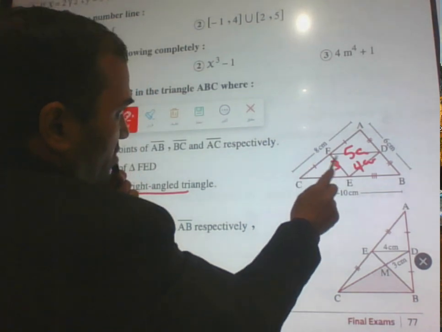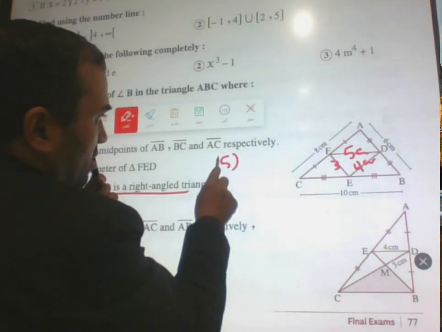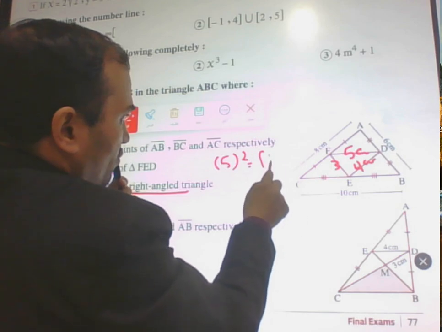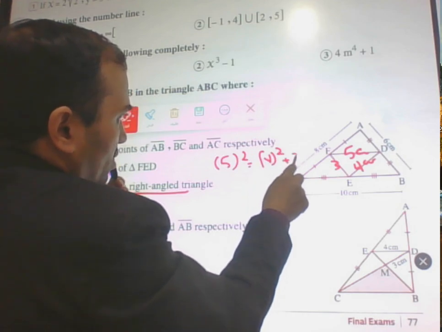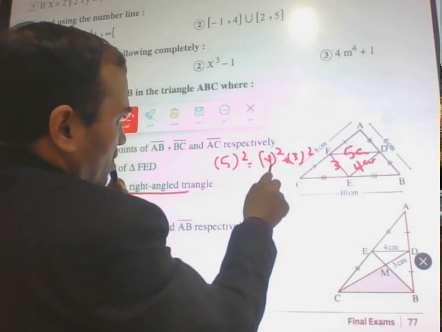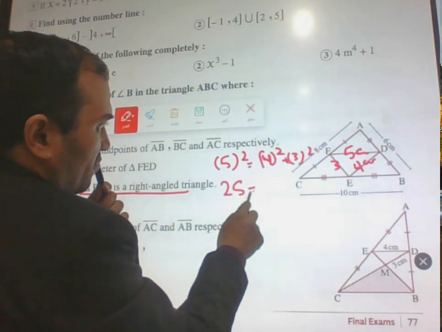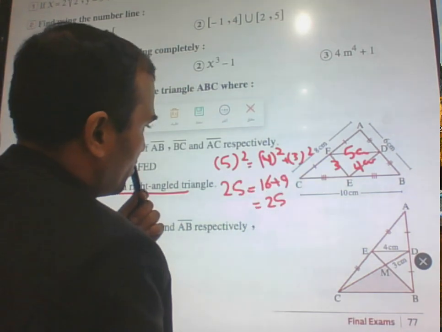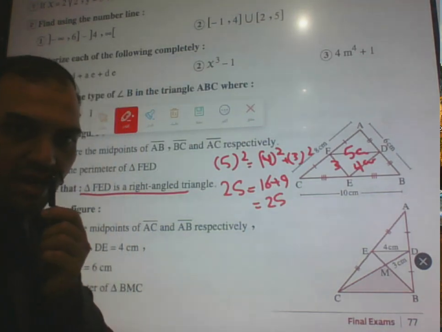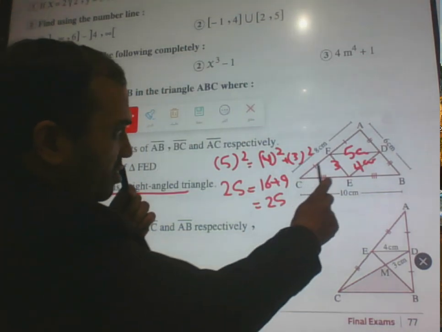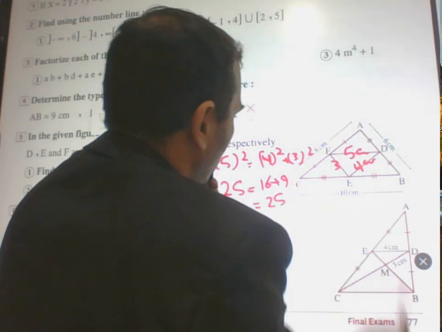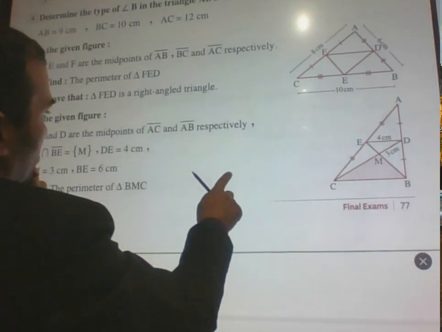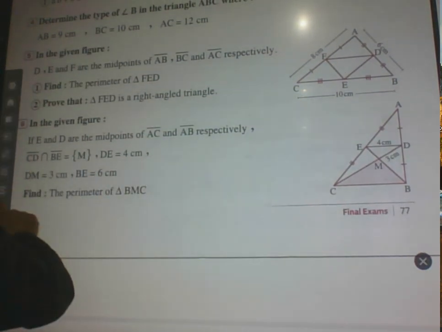We have FD power 2. Look at FD power 2, it is equivalent to FE power 2 plus ED power 2, which was 4 power 2 plus 3 power 2. 5 power 2 is 25, and 4 power 2 is 16 and 3 power 2 is 9. The summation will be 25. Then we have a right angle triangle because FD power 2 equals FE power 2 plus ED power 2. Then we have a right angle triangle. Okay, you can write the steps for this example. It's easy.